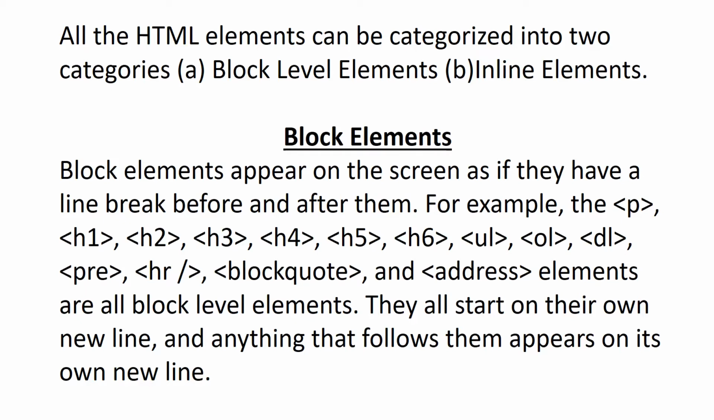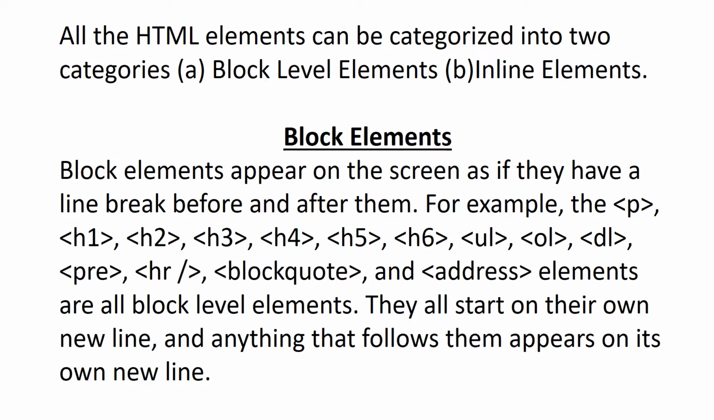Block elements appear on the screen as if they have a line break before and after them. For example, the P tag is a block element, as are H1 to H6 and the ordered list and unordered list elements. They all start on their own new line, and anything that follows them appears on its own new line. Remember, all these tags have their opening and closing tag.